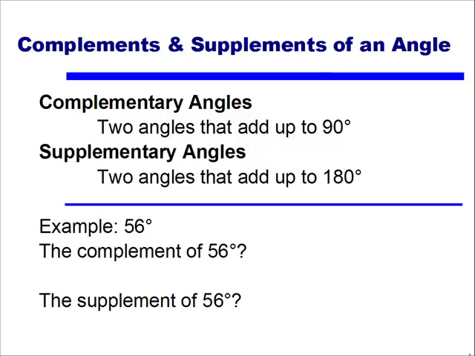Let's look at an example. If I have 56 degrees, and I ask you what the complement of 56 degrees is, and what the supplement of 56 degrees is, then for the complement, you would take 90 degrees and subtract from it 56 degrees, and you would get the complement of 56 degrees being 34 degrees. Likewise, the supplement of 56 degrees you would find by taking 180 and subtracting from it 56 degrees, giving you an angle of 124 degrees. So the complement of 56 degrees is 34 degrees, and the supplement of 56 degrees is 124 degrees.